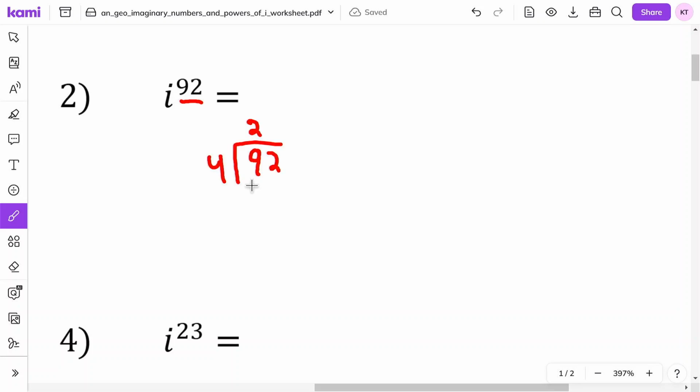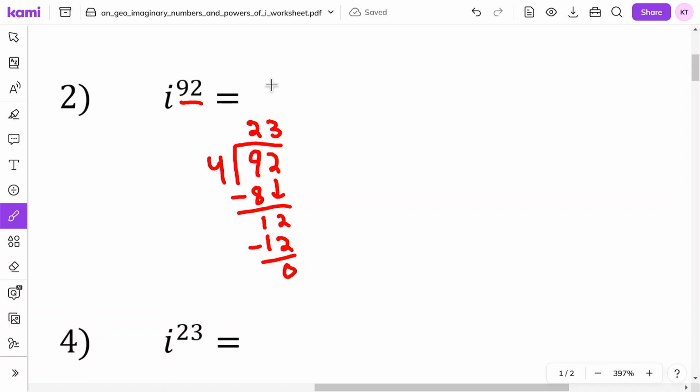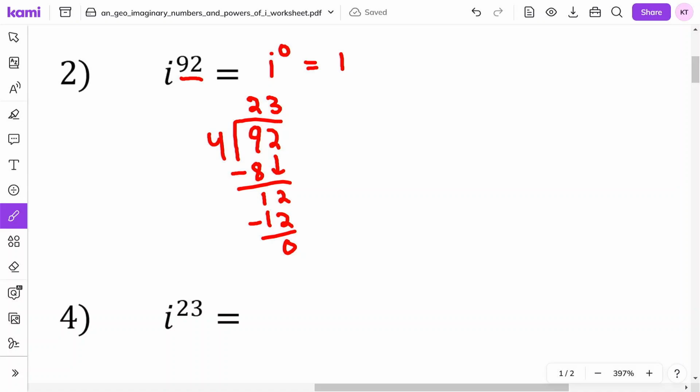That will give me 2 here. Subtract that, that's going to be 1. Bring down the 2, that will make a 3. So 23. 12 minus 12 will give me 0. So this time, just like I was talking about, I will have a remainder of 0. So i to the power of 92 is the same thing as i to the power of 0, and anything to the power of 0 is equal to the number 1. So i to the power of 92 is equal to just the number 1. This can be thought of as the same thing as our i to the power of 4, because that will also be equal to 1.